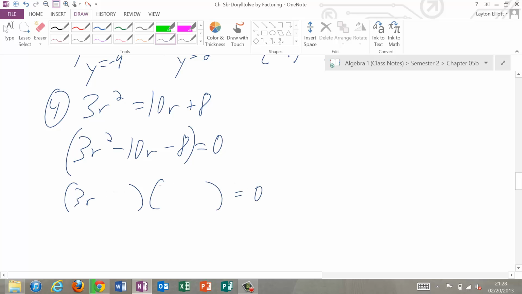You know, we have 3r and r. 8 can be 4 and 2. 4 times 3 is 12. Minus 2 is 10. So negative 12, positive 2 gives us negative 10.